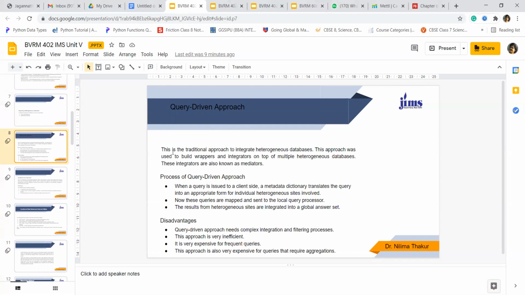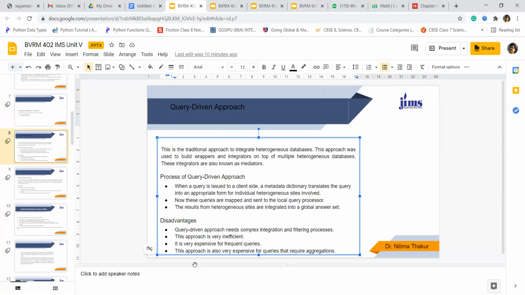Coming down to the query-driven approach, this is the traditional approach to integrate heterogeneous databases. This approach was used to build wrappers and integrators on top of multiple heterogeneous databases. These integrators are also known as mediators. Under the query-driven approach, we have one process.